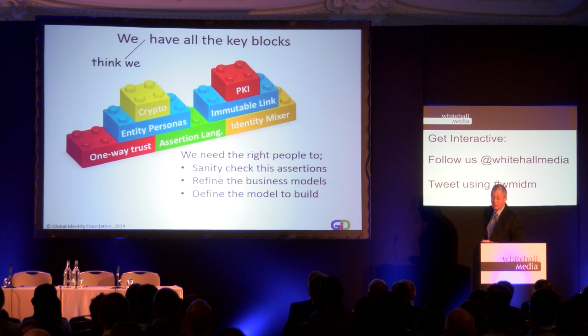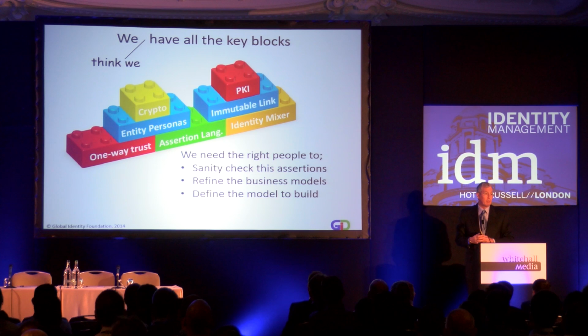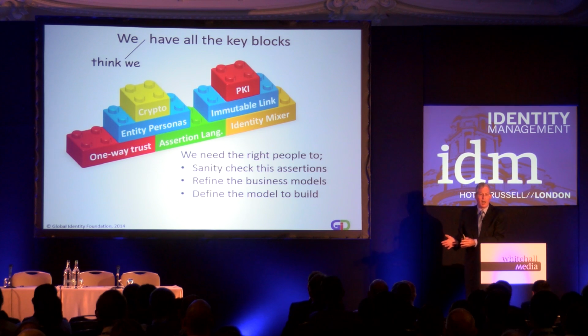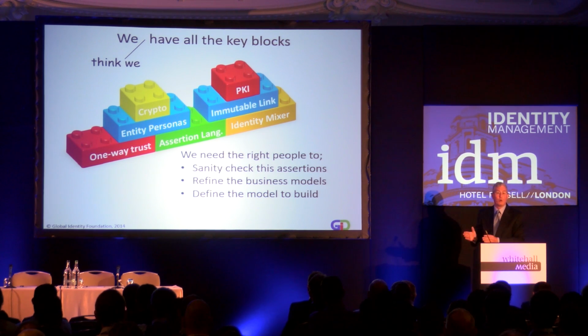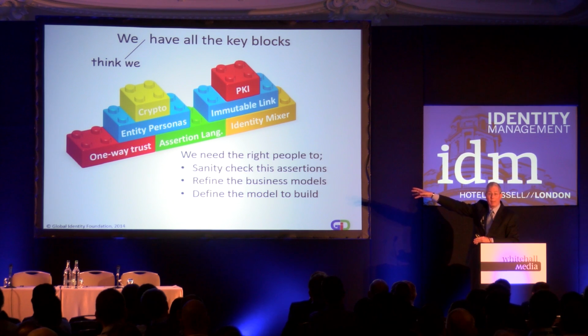Where are we? We think we have all the key blocks. They all exist. And where the Global Identity Foundation is at the moment is we're sanity checking the assertions. We're working with a number of key universities around the world. We have PhD students working on some of our edge cases for us. We've got a lot of support behind doing it. We've got certainly a couple of major companies who are putting identity management systems in today, using today's technology, that the roadmap is this.